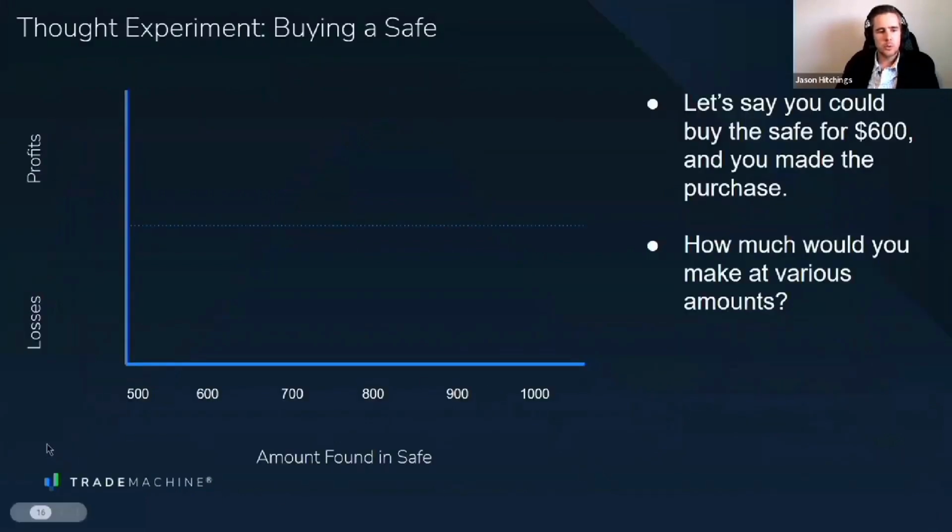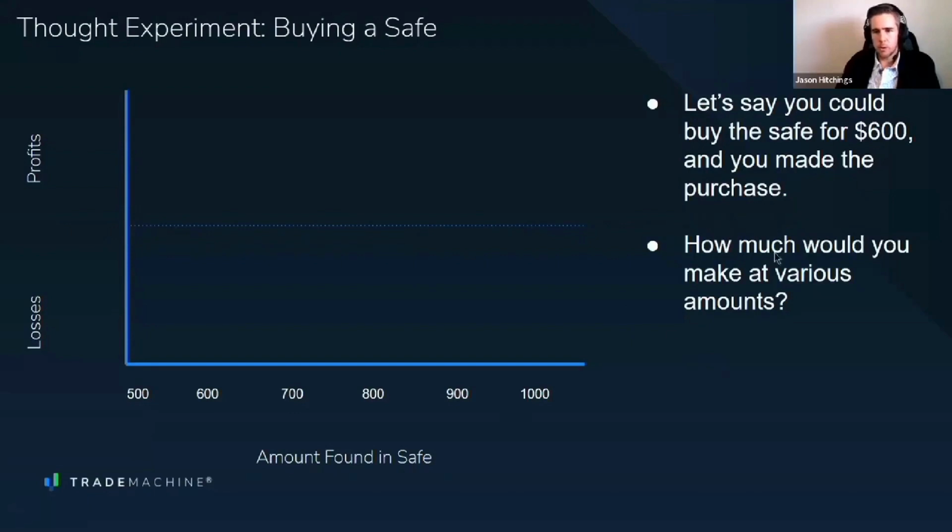In the options world, you spend a lot of time looking at what they call P&L, profit and loss charts. I just wanted to use this safe to give you an introduction to those, since we'll be using P&L charts a lot in this video and going forward. The numbers on the bottom are theoretical amounts inside the safe, where we don't know, but we're going to map out different theoretical possibilities. And this line is the break-even point in making money. Anything above it, you're making more money. Anything below it, you're losing more money.